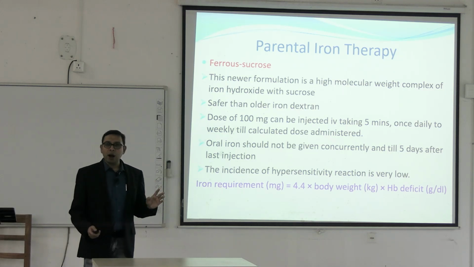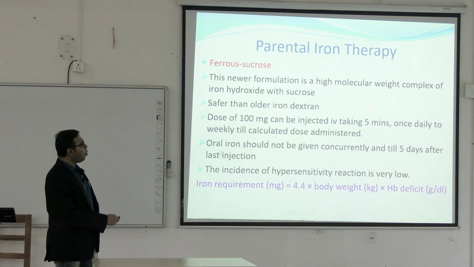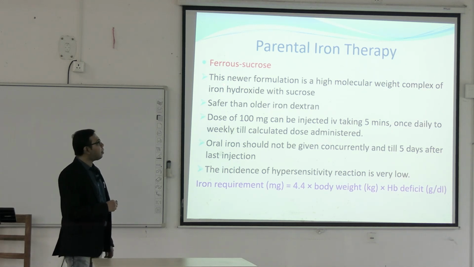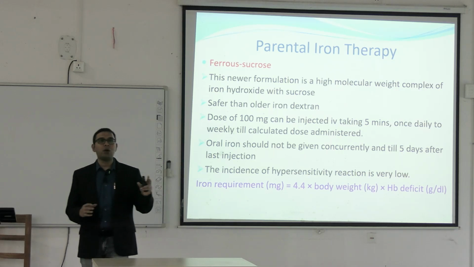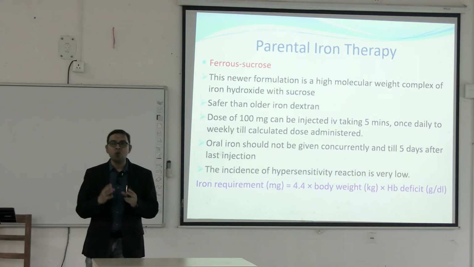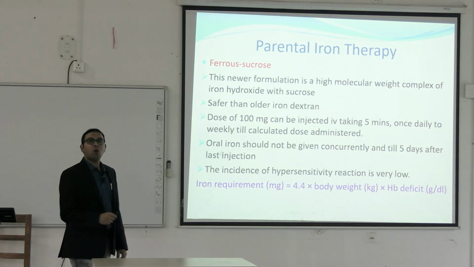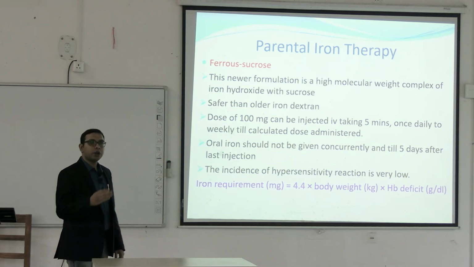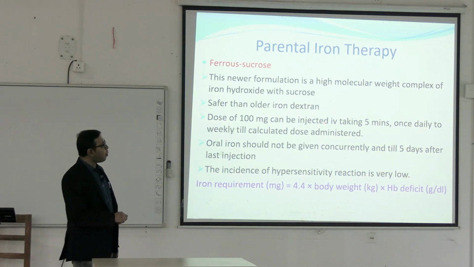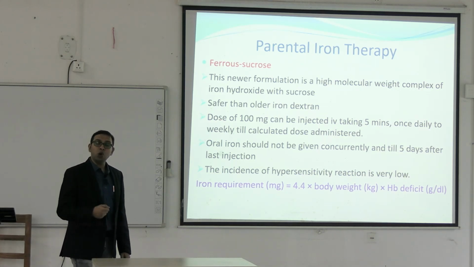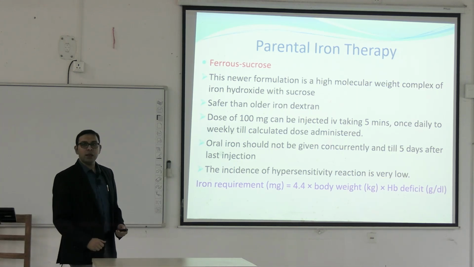This is somewhat newer, ferrous sucrose. Ferrous sucrose is a parenteral iron preparation which is a high molecular weight complex of iron hydroxide with sucrose. Basically the iron hydroxide is attached to a sucrose molecule and it becomes a high molecular weight complex. It is safer than iron dextran or iron sorbitol citric acid. Usually a dose of 100 milligram is injected intravenously as a slow injection taking 5 minutes, given once daily or weekly, till the calculated dose is achieved.